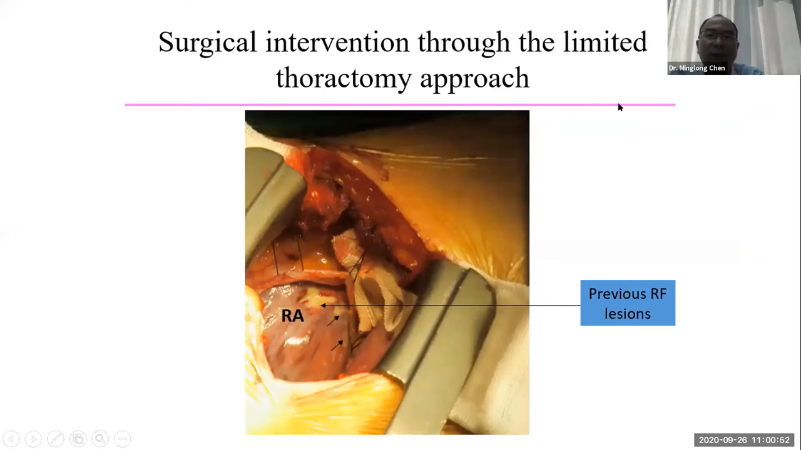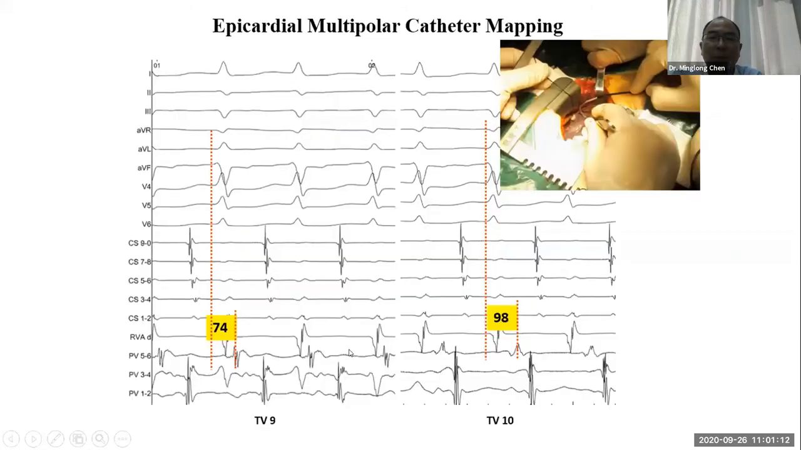So using the limited thoracotomy approach, we clearly show the annulus here. So these are the previous ablation points. So this is really a broad band from almost at the base level of the right appendage to the whole right atrial free wall. These are all the previous lesions.